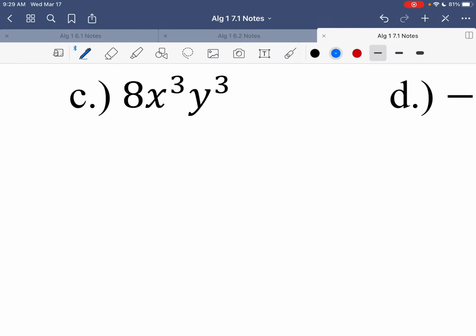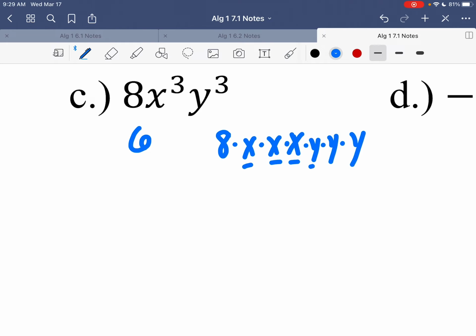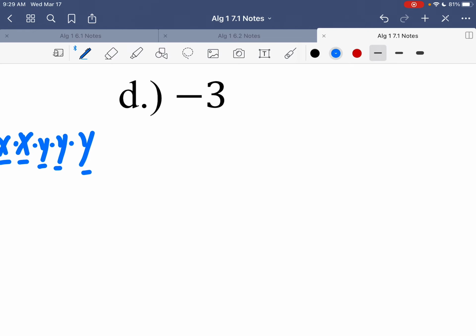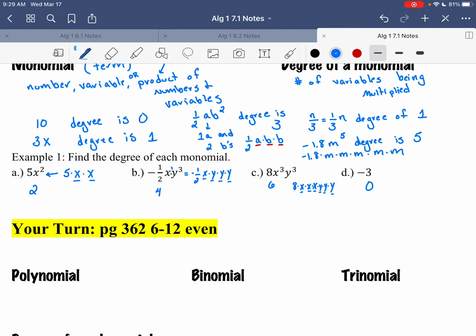The degree on this one is 6. Again, if I was to write this out, I'd have 3 x's. Oh, that should be an x. And 3 y's. So 1, 2, 3, 4, 5, 6. And on this one here, the degree is 0. There's no x's, it's just a negative 3. All right, now I want you to do page 362, 6 through 12, even on Big Ideas Online.